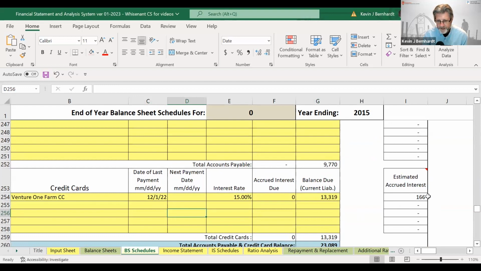So if we had that situation, then we'd come back in here to accrued interest, and if that is correct, and this is just an estimate, it doesn't automatically go over here. So if that's correct, or it's close enough to correct, we'd put 166 there.